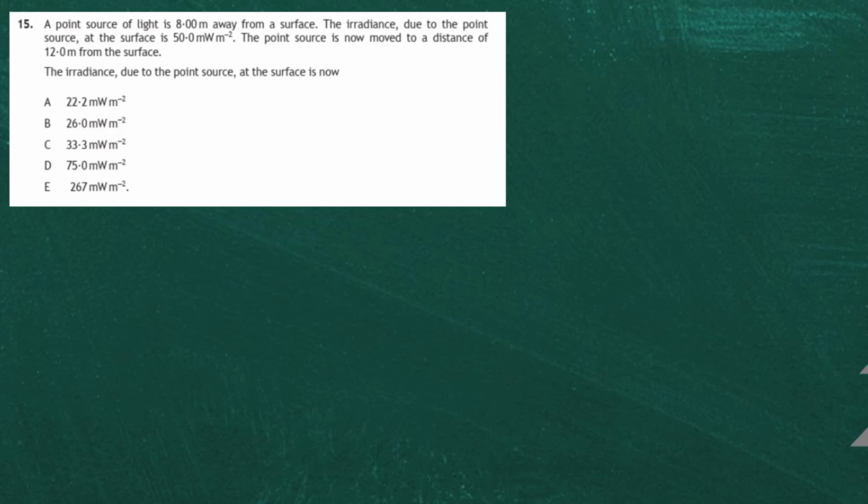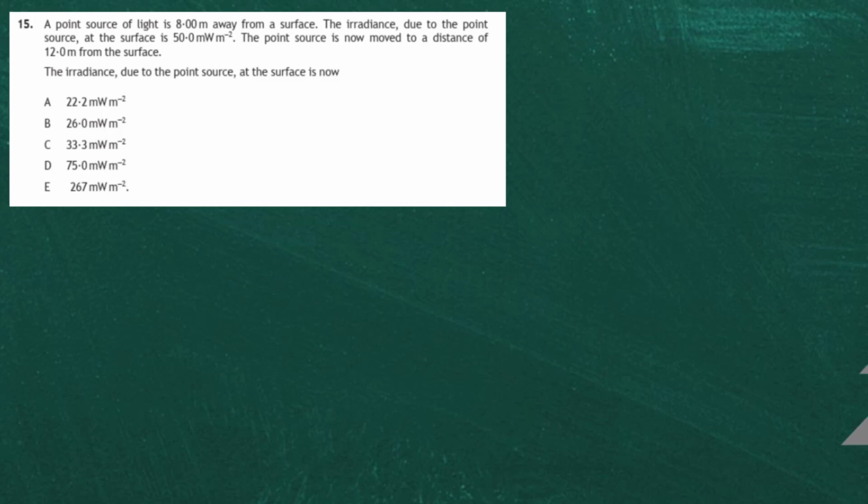Question 15 from Section 1 of the 2017 Higher Physics Examination from the SQA. A point source of light is 8 metres away from a surface. The irradiance due to the point source at the surface is 50.0 milliwatts per metre squared, and the point source is now moved to a distance of 12 metres from the surface. The irradiance due to the point source at the surface is now, and we're given our usual 5 possible answers.